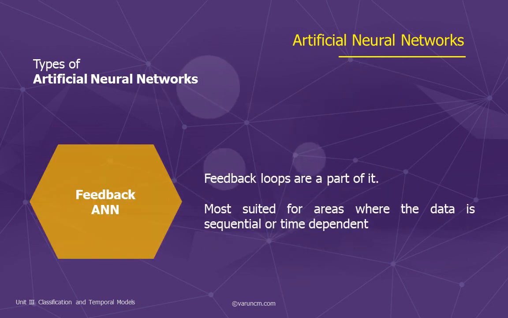The next type of artificial neural network is the feedback network, where there is a feedback loop available. You get an output, you compare the output, and if there is a need for any change you go back. So it is most suited for areas where the data is sequential or time dependent, because based on the feedback you may be going back and getting the input coming again. So it is more suited for areas where the data is sequential or time dependent.